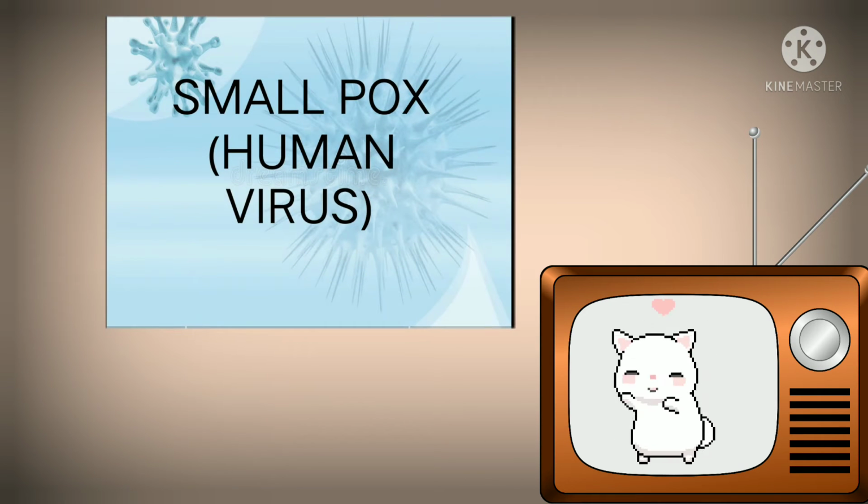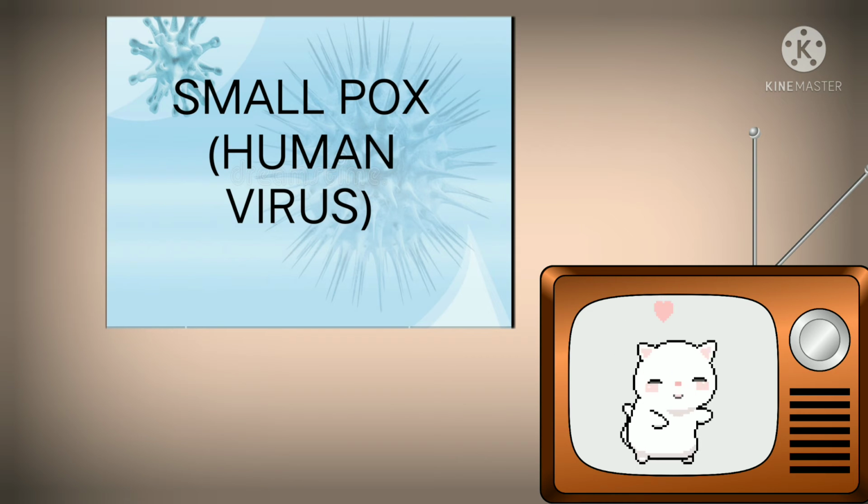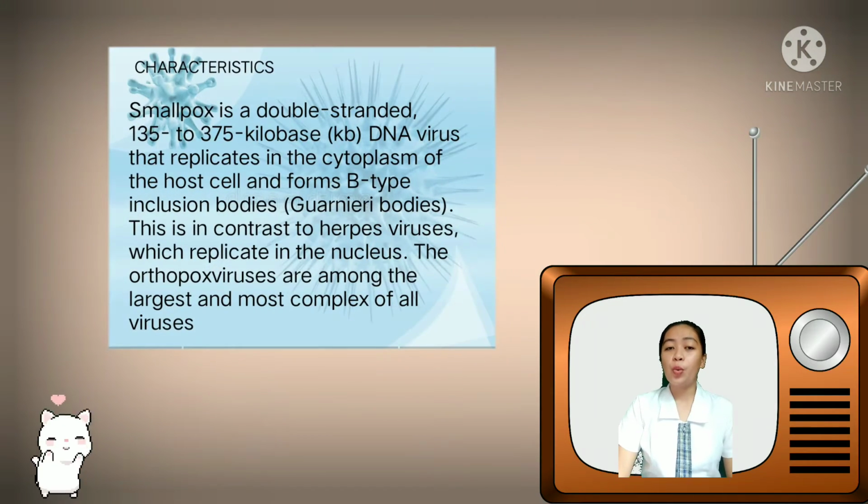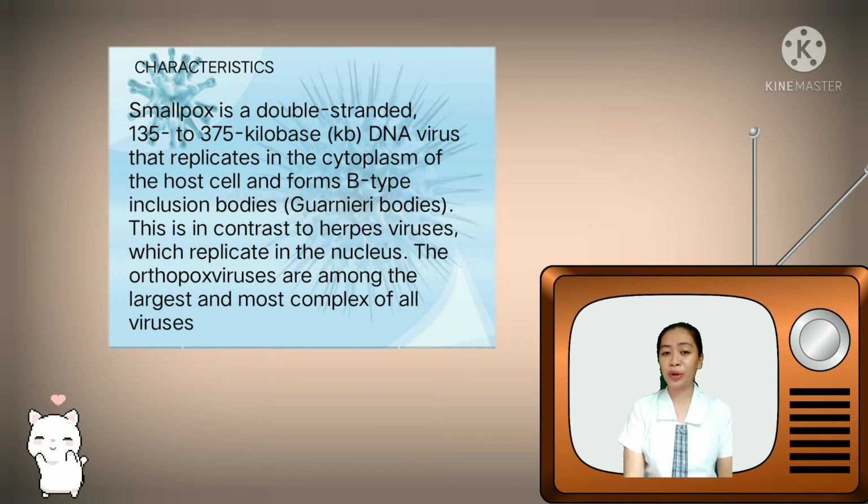Now, let's talk about the virus in human, smallpox virus. What is smallpox? Smallpox is a double-stranded 135 to 375 kilobase DNA virus that replicates in the cytoplasm of the host cell and forms B-type inclusion bodies or Guarnieri bodies. This is in contrast to herpes viruses, which replicate in the nucleus.